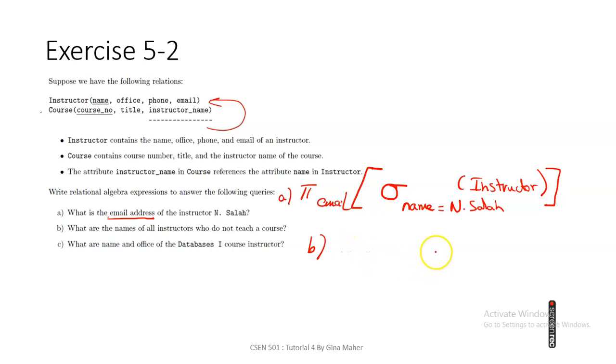Simply, let's divide this question into parts. First, how to get the instructors that actually teach a course. The instructors that teach courses will be found in table course. So if we get from here the instructor name from course, this will give us the instructors who teach something.